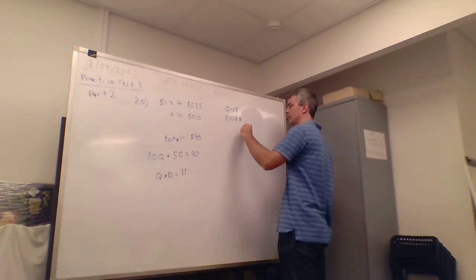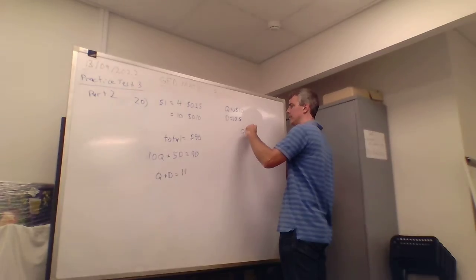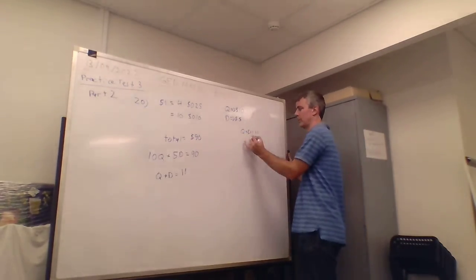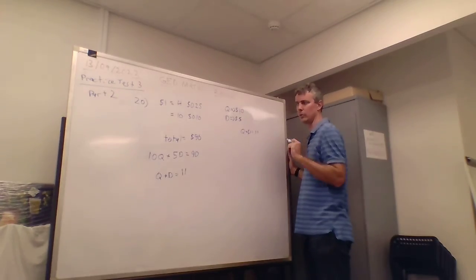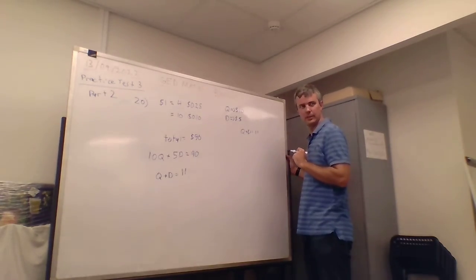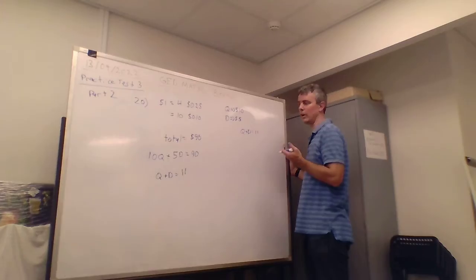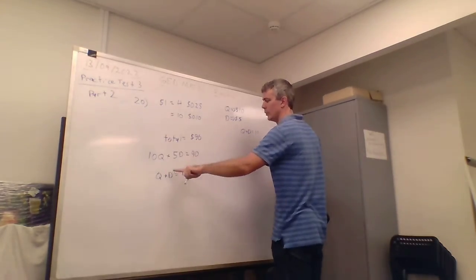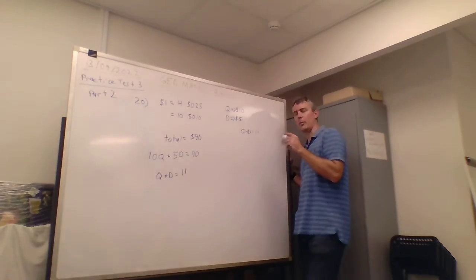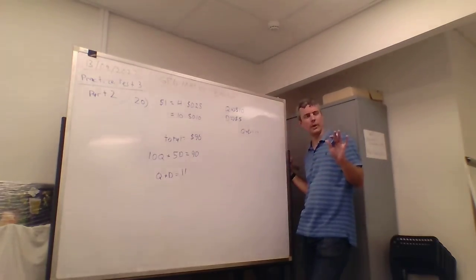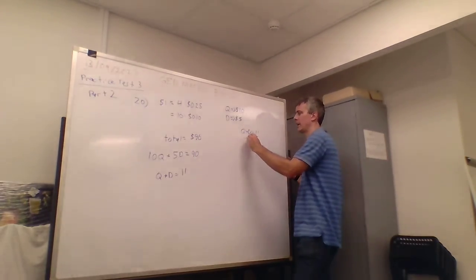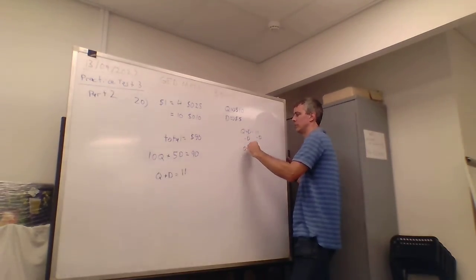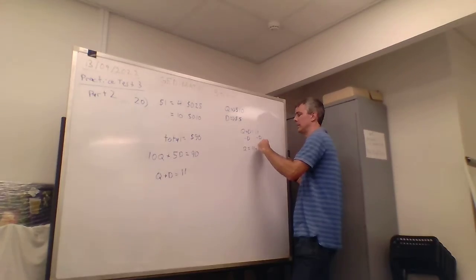So if Q plus D equals 11, what does Q equal? How do we get D onto this side? This is to get Q by itself. We don't know what Q and D are, but I want to write Q by itself on one side of the equation. So we subtract D from both sides. Okay? So now Q equals 11 minus D.